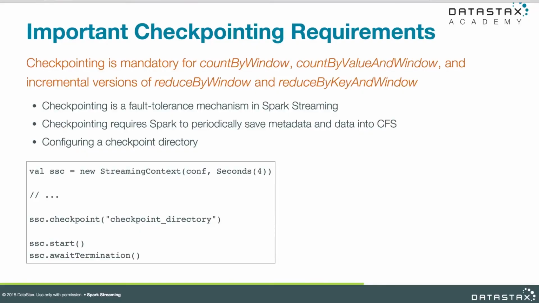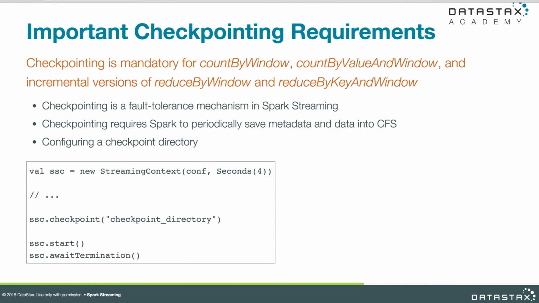Now, a quick note on checkpointing. Checkpointing does get its own treatment in a section all by itself, but it's important to point out that for most windowing operations, it is mandatory. What checkpointing will do is persist the Spark application metadata, and some of the intermediate data will be persisted to disk. It looks for, in this case, the Cassandra file system, or CFS, and it writes it into that.